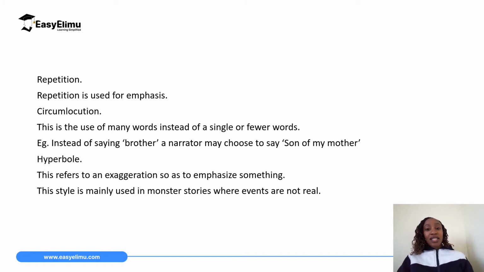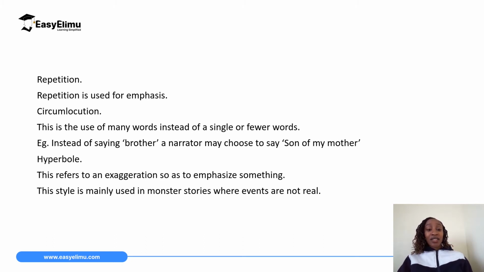Another stylistic device used in oral narratives is repetition. So repetition is important for emphasis. Maybe if you are narrating a story to people and you say, the house was very, very, very, very dirty. That repetition of the word very is to emphasize how dirty this house was. Extremely dirty. So repetition is good for emphasis.